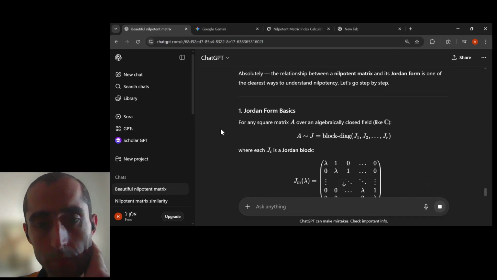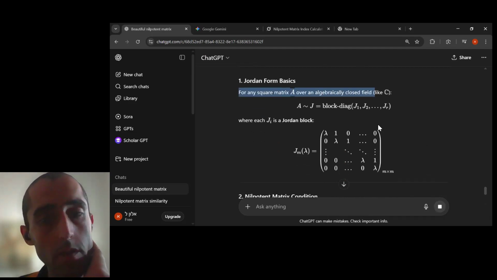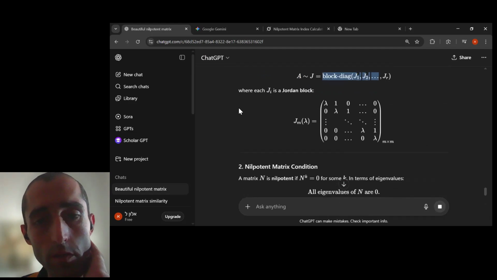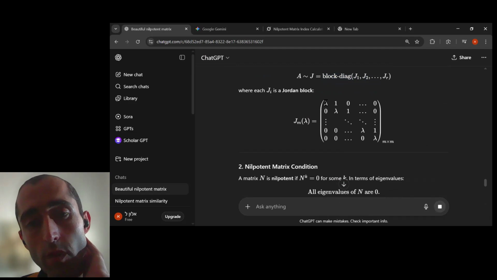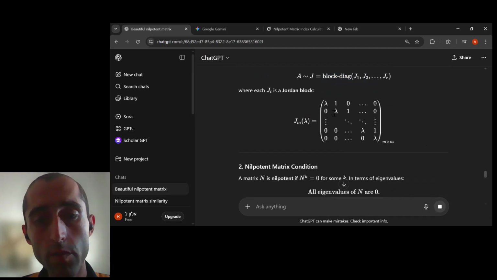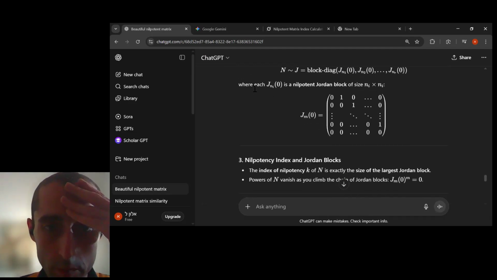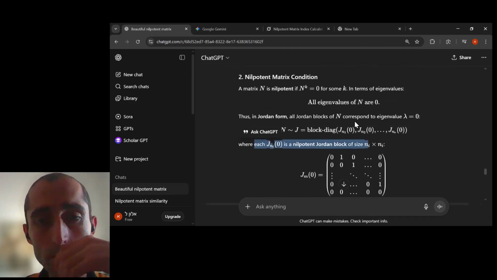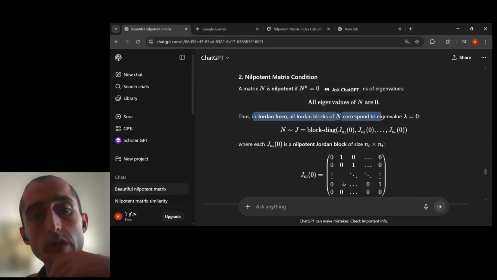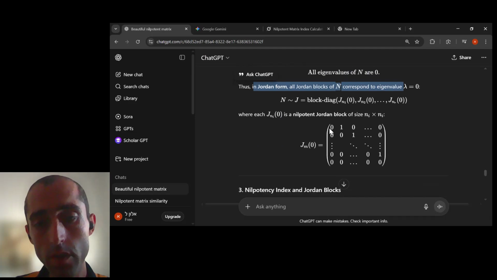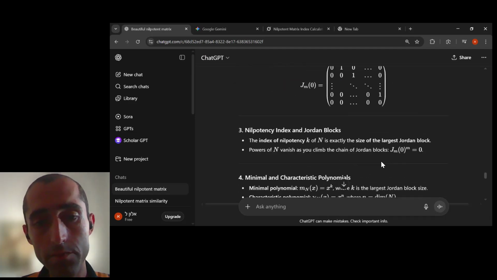For any square matrix over an algebraically closed field, you can look at the Jordan form, where on the diagonal you have the eigenvalues. But remember that the eigenvalues of a nilpotent matrix are zeros. So here you will have zeros. For a nilpotent matrix, all eigenvalues are zero, so all Jordan blocks correspond to eigenvalue zero, as we said. So this will look like this.